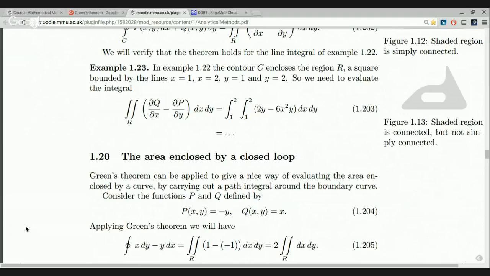Okay. So just taking a rectangle, we can confirm it's true for this particular choice of P and Q.